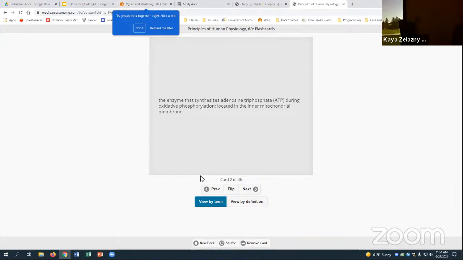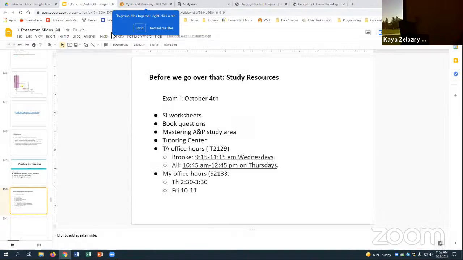I think they should be similar. I haven't looked through all the quizzes. I don't have a lot of experience using them to study myself because I teach the class, but I know that people who use this study area find it very helpful. So I think they are. Okay. So that's just an alert to know that that's there.